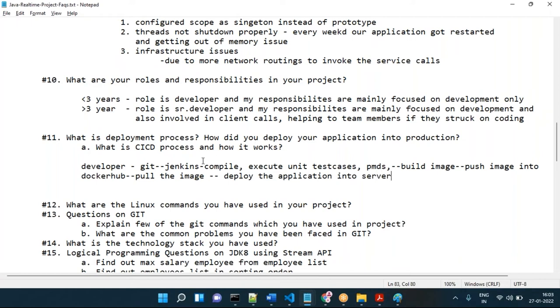If you don't know what this is, you will tell: I did not get the opportunity to work on this CI/CD, but I know my DevOps team takes care of the deployment process.